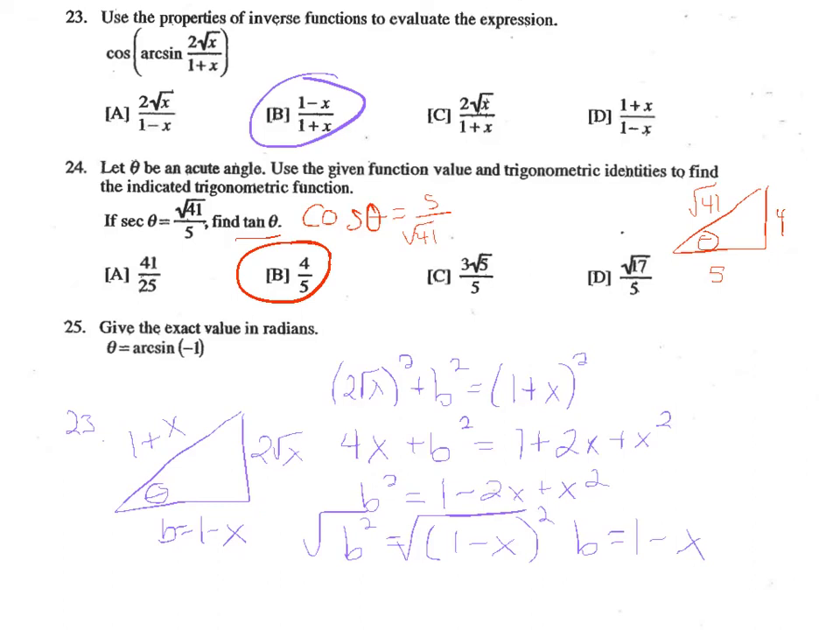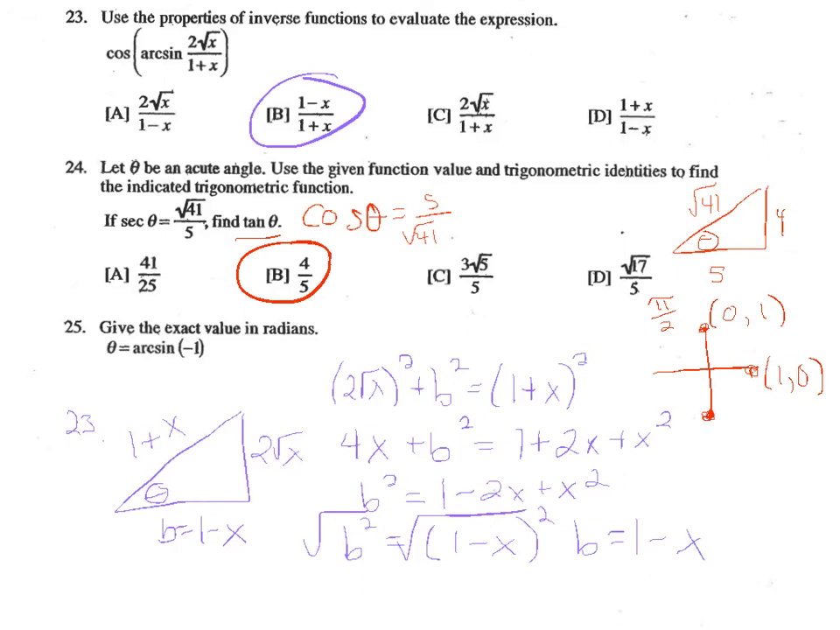And the last one on this page, give the exact value in radians. So we want to find the arcsine of negative 1. So we have to think what angle would give us a sine of negative 1. Well, if we start at 0, we have the coordinate 1, 0. The sine of that would be 0, so that is not the correct answer. If we move up to pi over 2, we have the coordinate 0, 1. The sine of that would be 1, so that's not the answer since we're looking for a negative 1.